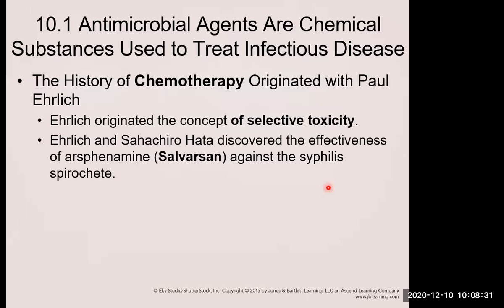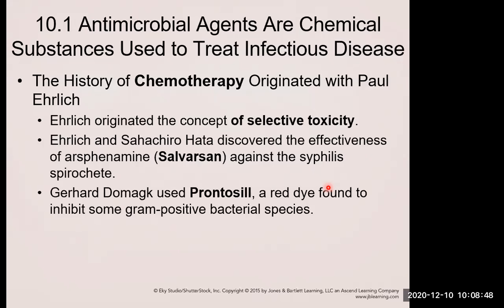So then a couple decades later, they developed this drug called salvarsan. And this was effective against syphilis. Syphilis is a bacterial infection. It occurs over decades in humans if it's not treated early. And this is a sexually transmitted pathogen.